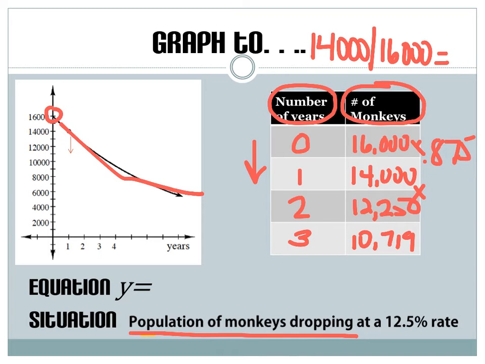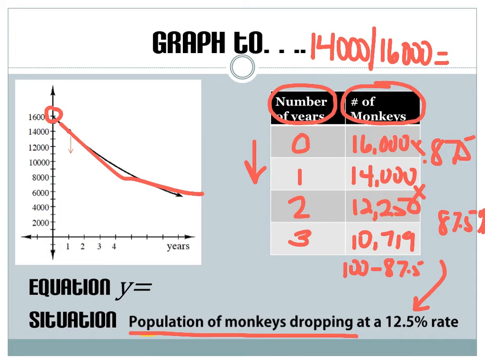Because it's a multiplier of 0.875, that means that 87.5% of the population is left each time. That means 100 minus 87.5, that gives me the 12.5% rate of drop for these monkey populations.